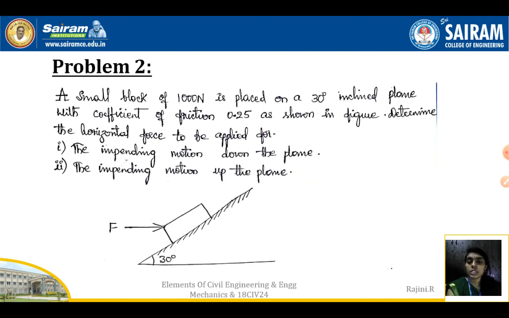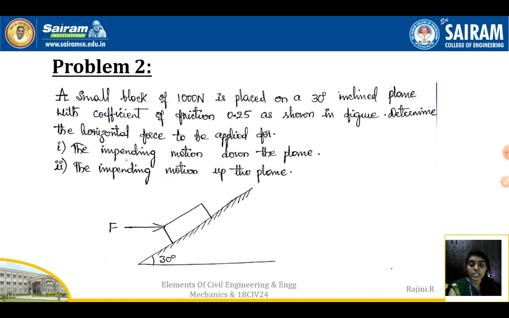The question is, a small block of 1000 Newton is placed on a 30-degree inclined plane with coefficient of friction 0.25 as shown in the figure. Determine the horizontal force to be applied. So here we have two conditions, that is the impending motion down the plane and the impending motion up the plane.